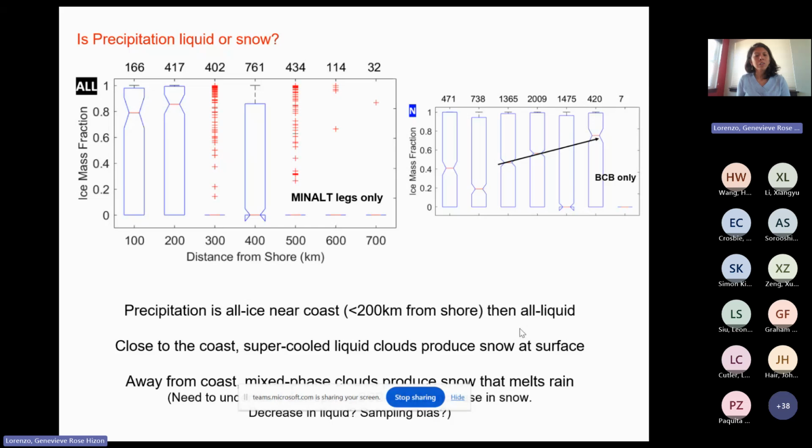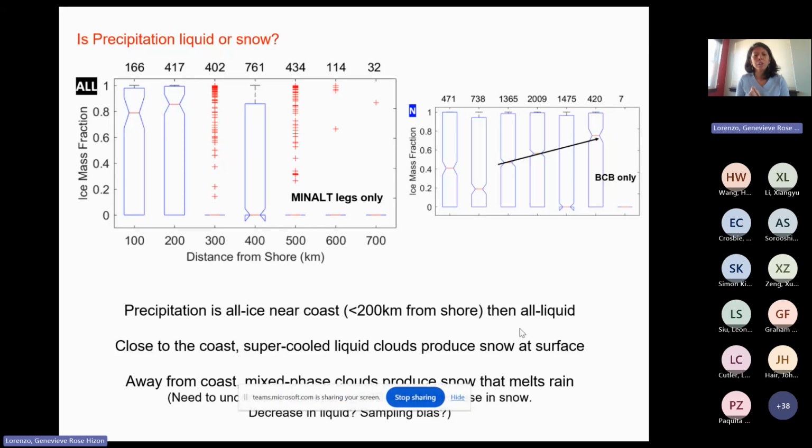We see that at the min-out level, on the left, the ice mass fraction is large close to shore, while farther away from the shore it's almost 0. If we contrast that with the higher level of the cloud, the BCB level on the smaller panel on the right, it shows the ice mass fraction for particles greater than 60 microns out of cloud. It's actually increasing farther away from the shore below cloud base, while closer to the shore the ice mass fraction is much lower at BCB than it is at min-out.